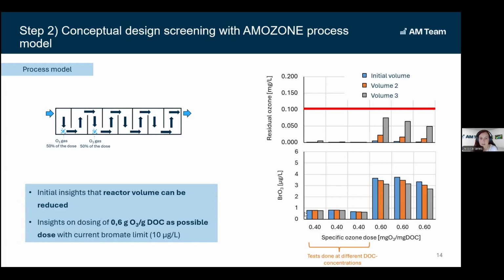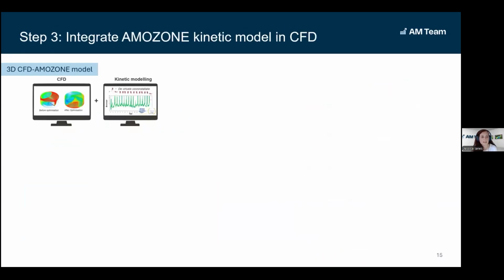And as you can see on the right, the bromate formation at the lower ozone dose of 0.4 was below 1 microgram per liter at any DOC level tested, while with the higher ozone dose, the bromate formation was below 4 micrograms per liter. So still a feasible ozone dose in order to stay below the limit of 10 micrograms per liter that was present for the Bottrop effluent. So in this feasibility study, in step 2, we could get the first insights.